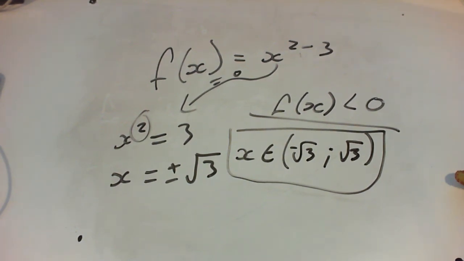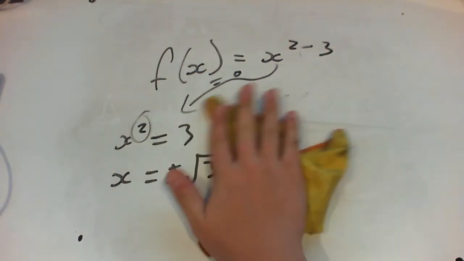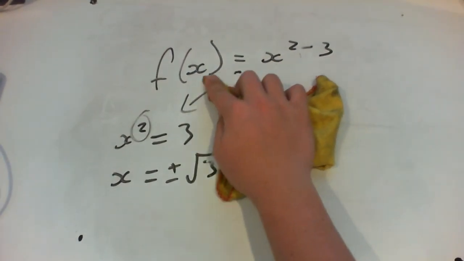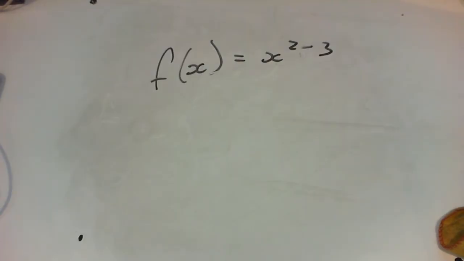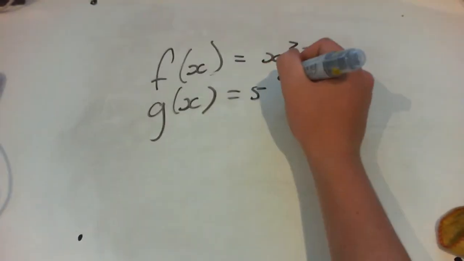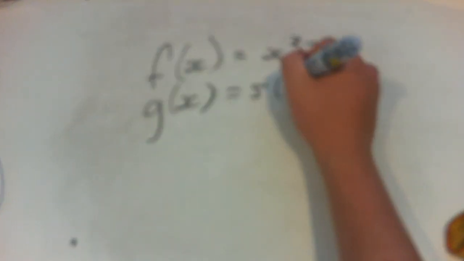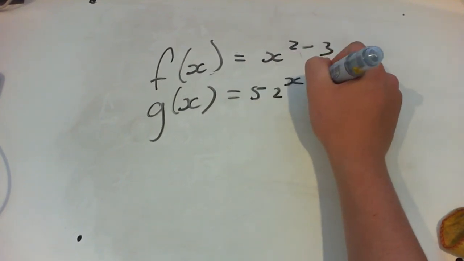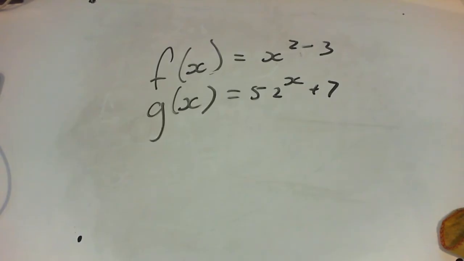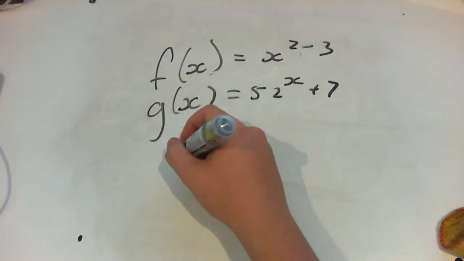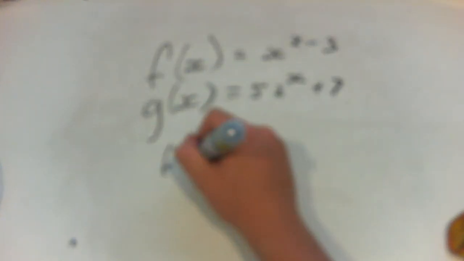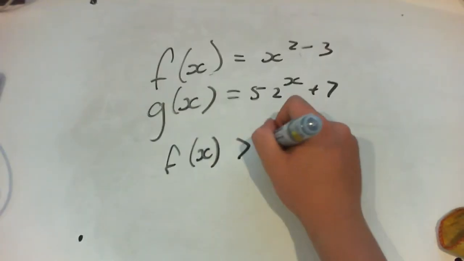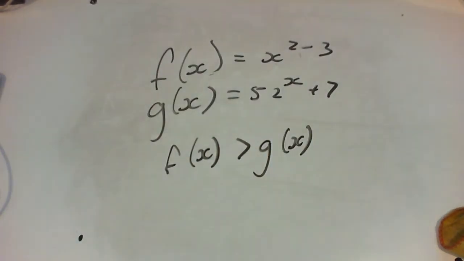And we can do one more with 2 functions now, and then we can end off this video. So we'll leave this as the same function, but we'll add in one more function, g of x equals 5 times 2 to the x plus 7. And we want to ask for which values of x is f of x greater than g of x. Now this looks daunting. This is scary.